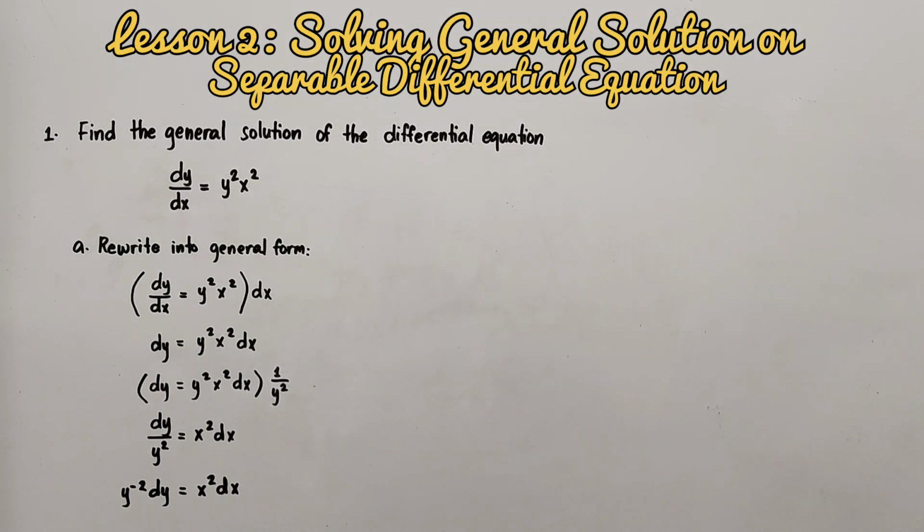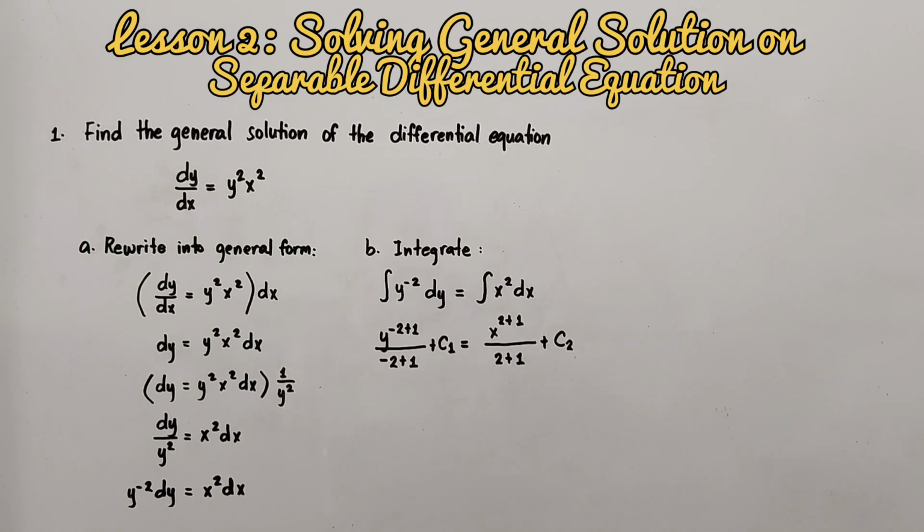Now we will integrate both sides of the equation. The integral of y power negative 2 dy is equal to y power negative 2 plus 1 over negative 2 plus 1 plus c sub 1. And the integral of x squared dx is x power 2 plus 1 over 2 plus 1 plus c sub 2.